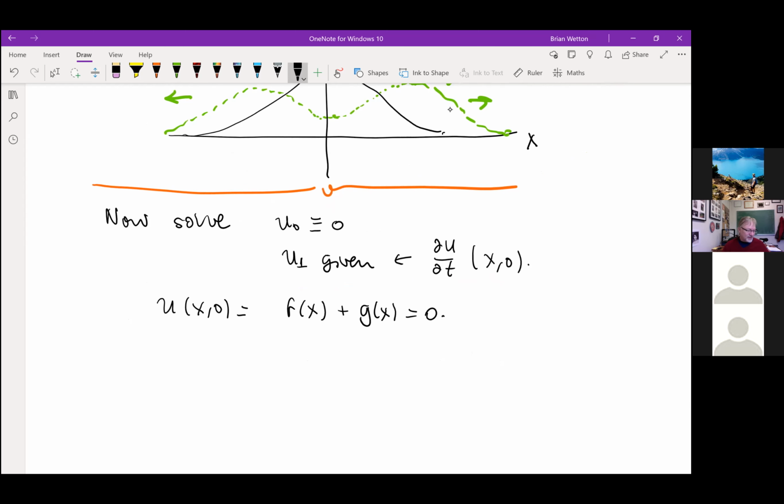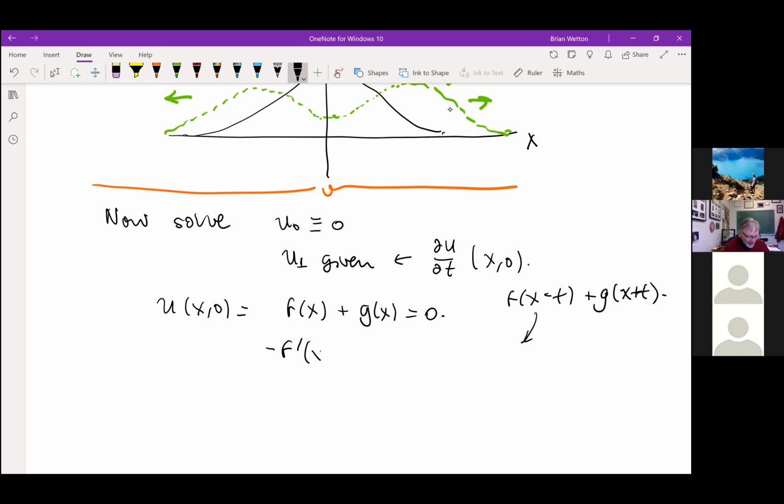I've got f and g instead of f and b like in the notes, but if you see a b, it's really a g, right? Okay, now I have to take the time derivative of f of x minus t plus g at x plus t. I have to take the time derivative and set it equal to 0. Well, that's going to be the same kind of story.